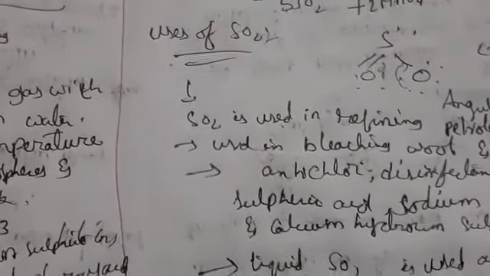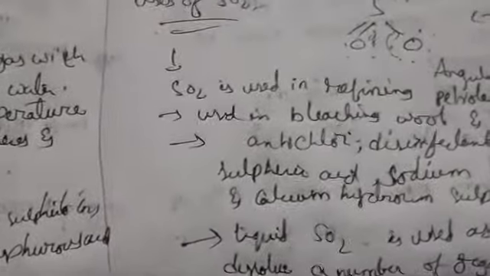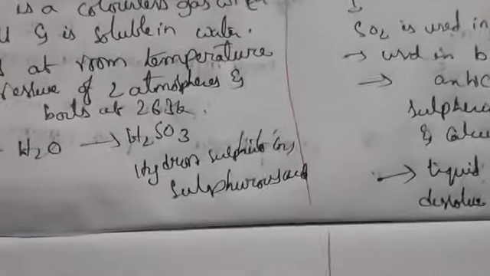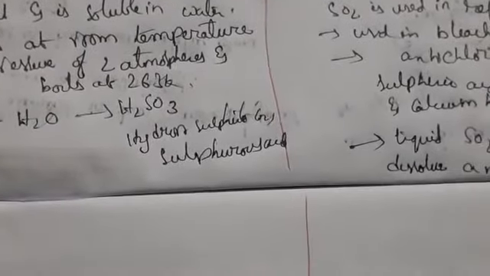So this is nothing but sulfur dioxide, and we also have oxyacids of sulfur. Oxyacids of sulfur exhibit different forms. So let us discuss oxyacids of sulfur tomorrow.